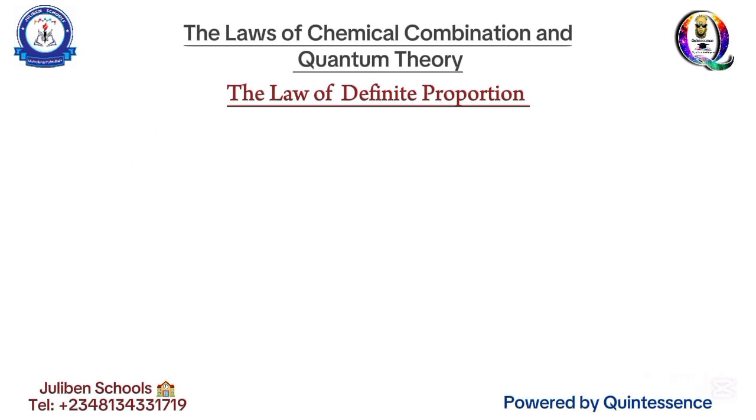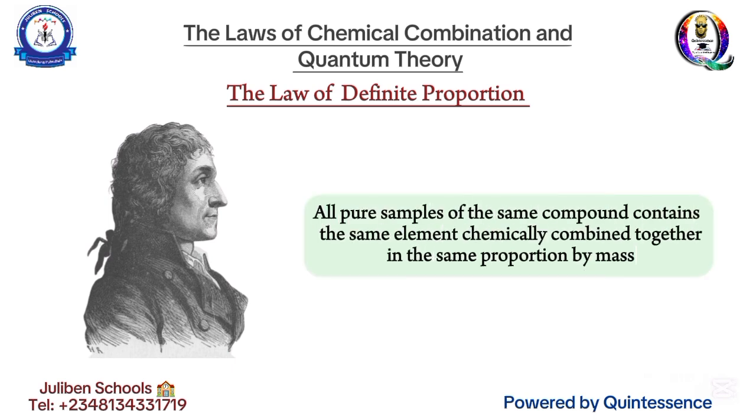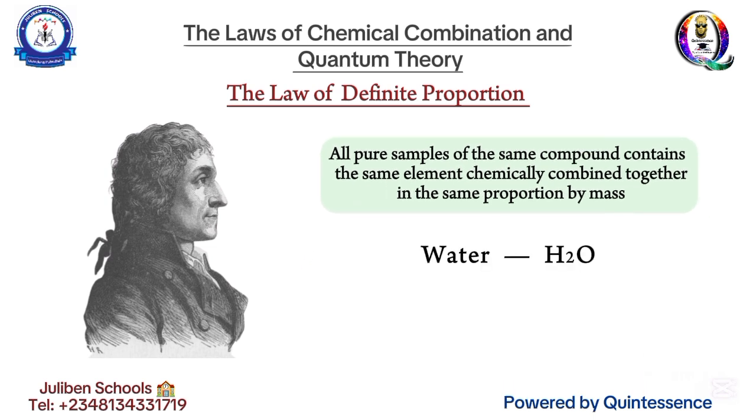After a series of experiments performed by Proust, he stated that all pure samples of the same compound contain the same elements chemically combined together in the same proportion by mass. Take water, for example. All pure samples of water contain the same elements chemically combined in the same proportion by mass. It comprises 2 atoms of hydrogen and 1 atom of oxygen chemically combined.